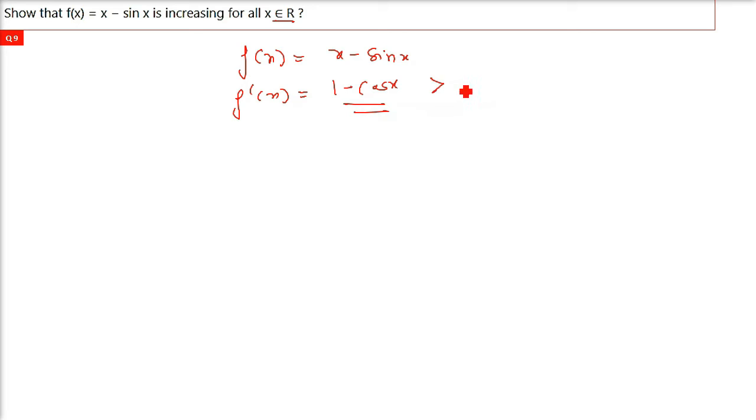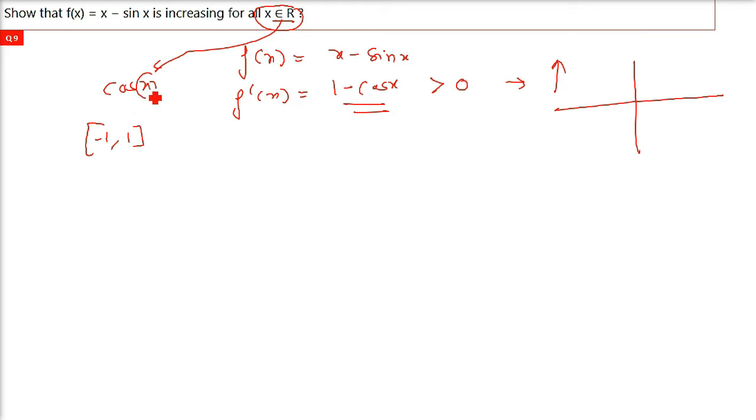Now this 1 minus cos x should be greater than 0. If it is greater than 0, it will always be an increasing function. And this x belongs to R we are talking about. So we are talking about the real numbers, all possible numbers, positive, negative, decimal, any number. Now see here, I'm writing it like this. The cos x range and sin x range is between -1 and 1. The domain is anything. You can put any number in the domain. But whenever we put anything in x, cos x will only fall between -1 and 1. This is the criteria we are going to use.